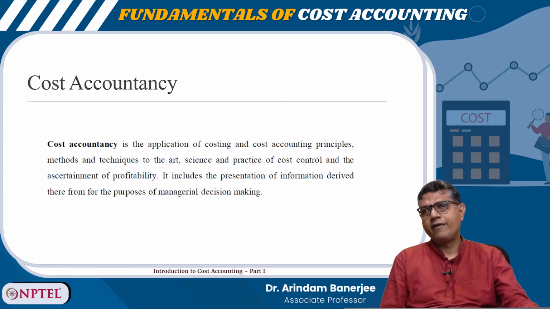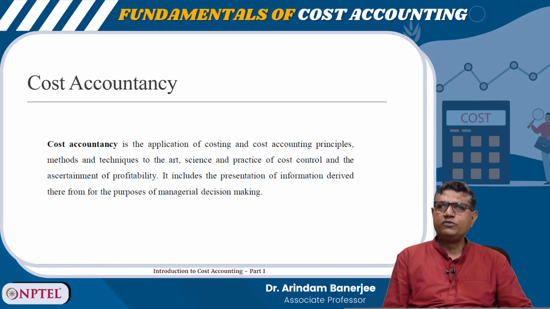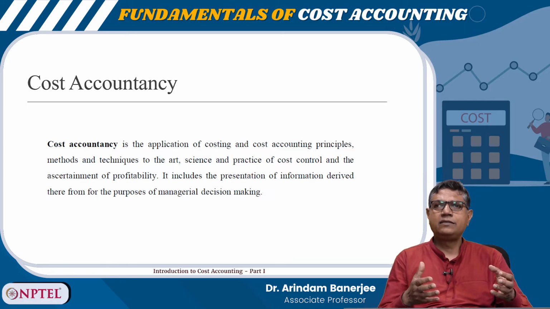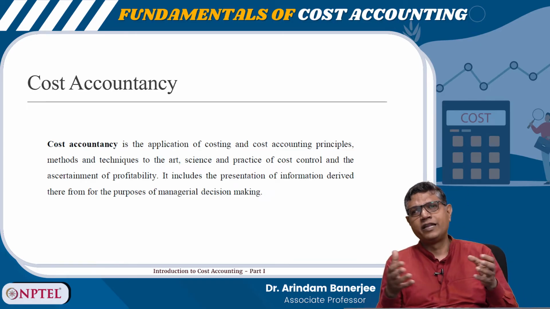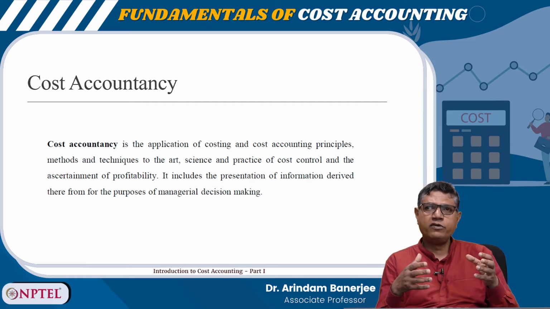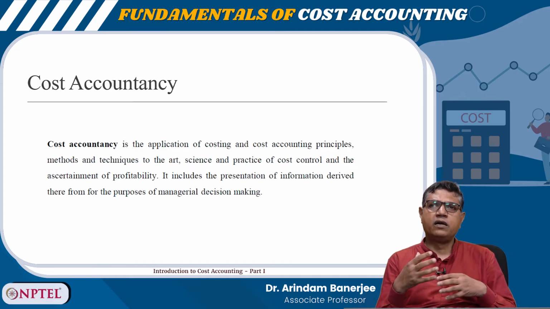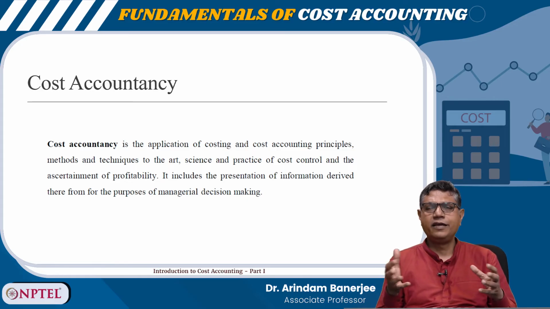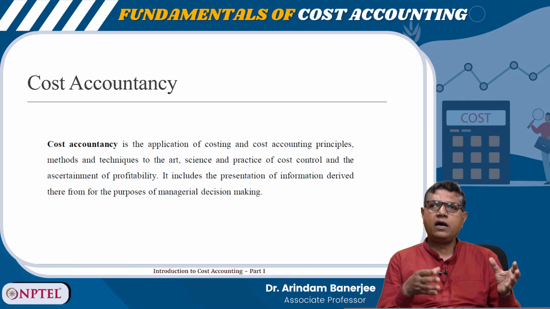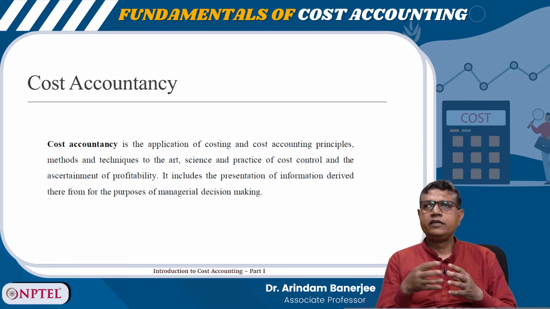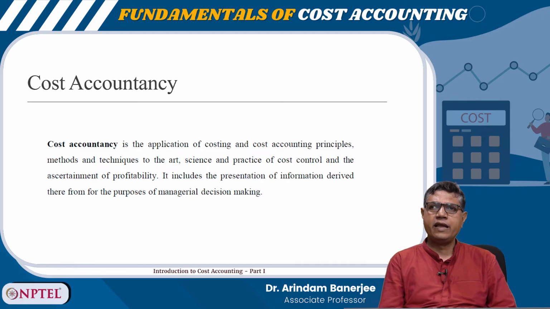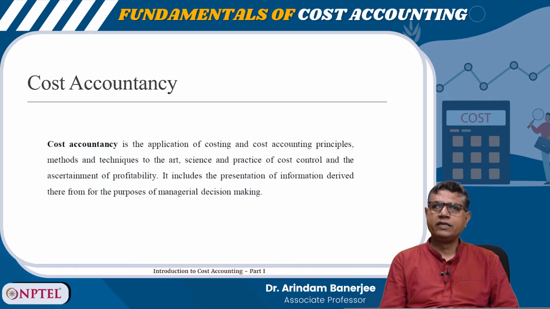So, there I have to use some assumptions, some judgment, some basis for it, which may not be as direct as we are attributing the direct material cost. So, we need to use our own judgment. When the judgment is being used, it becomes an art. So, it depends on the person who is calculating the cost. In that sense, it is an art as well as science, and it includes the presentation of information derived therefrom for the purposes of managerial decision making.